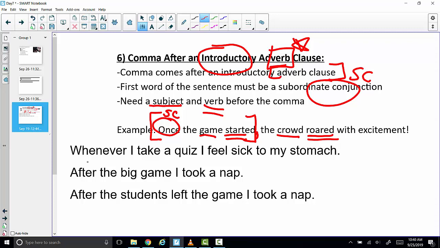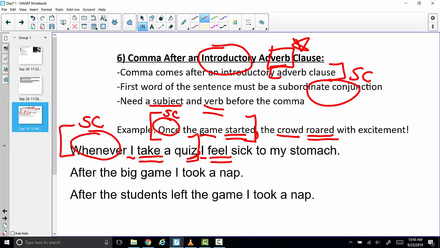Let's look at this one. Whenever I take a quiz, I feel sick to my stomach. Do you see a subordinate conjunction or an SC word? Yes, whenever. And it's at the start of your sentence. Whenever what? I take a quiz. Good. Now inside of the brackets, whenever I take a quiz, what's the verb? Take. Who takes? I take. Now let's look at the other stuff. I feel sick to my stomach. What's the verb? Feel. Who feels? I feel. And so you put the comma right here.